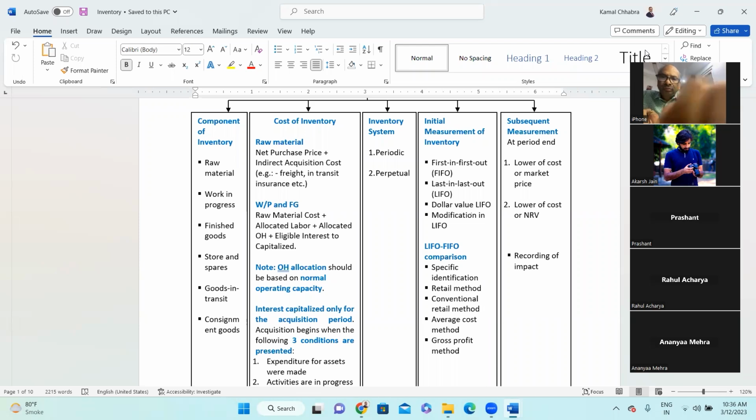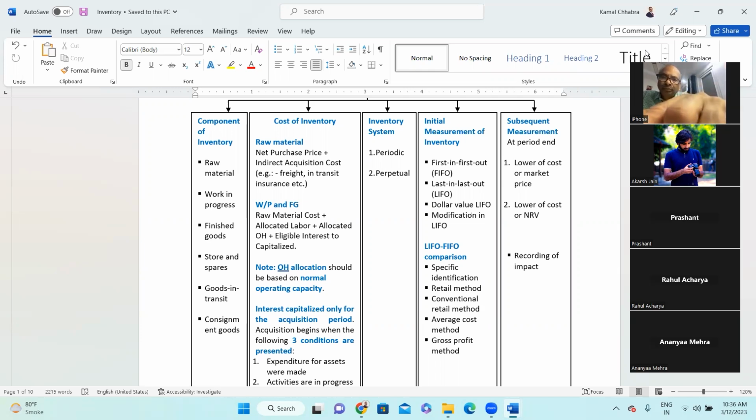So now let's jump into the second bucket, which is cost of inventory. How do you calculate the cost of respective inventory? First one is raw material. What all comes in the cost of raw material? First one is your net purchase price. What is net purchase price?